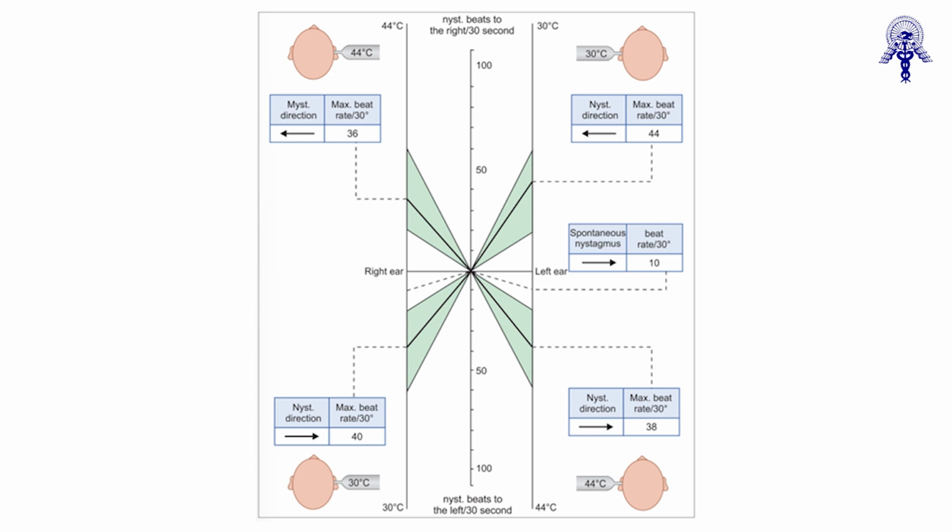Similarly, if we put cold water, 30 degree centigrade water in the right ear, it will be cold opposite. That means left beating nystagmus. How will the nystagmus look like? It will be like this. First component is to the left, and by convention we designate nystagmus as per the first component. If the first component is to the right, then the nystagmus is right beating nystagmus. If the first component is to the left, this is left beating nystagmus. Do not confuse in this section.